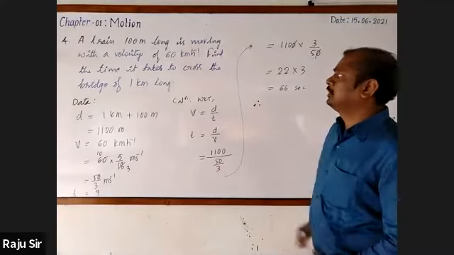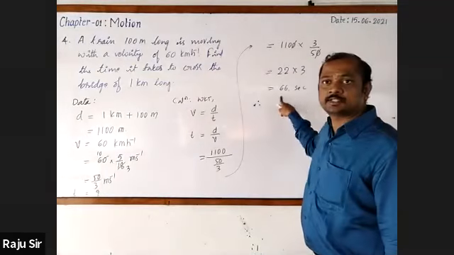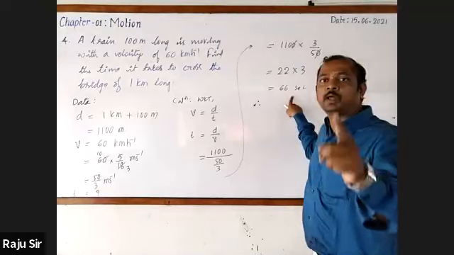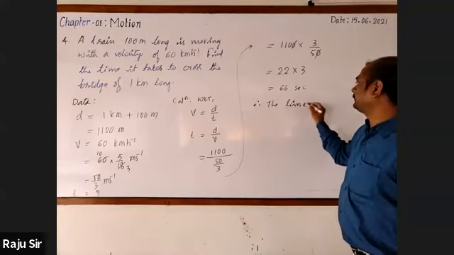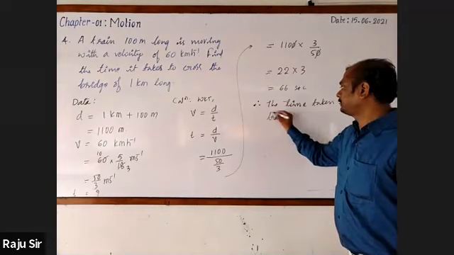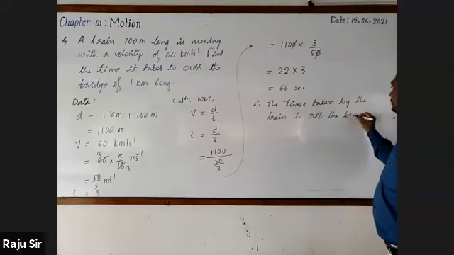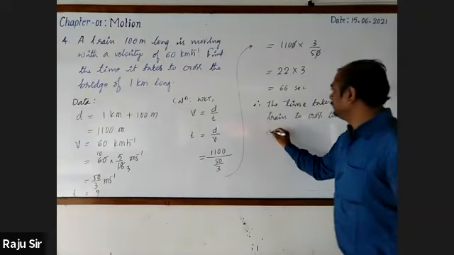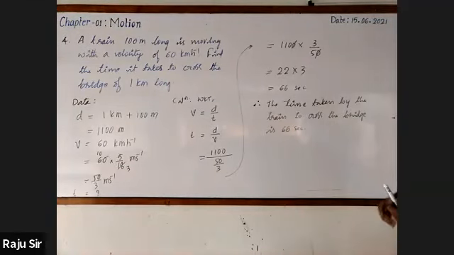Therefore, the time taken by the train to cross the bridge is 66 seconds. Nothing but 1 minute 6 seconds. Therefore, the time taken by the train to cross the bridge is 66 seconds.